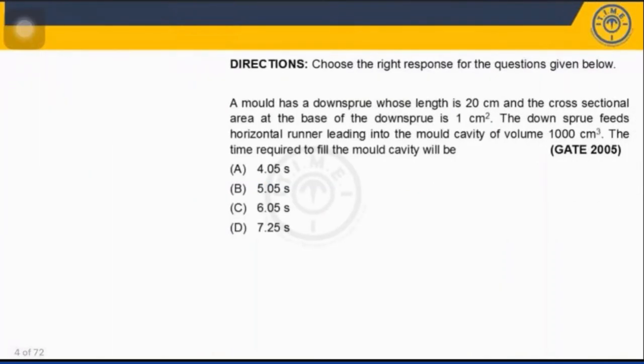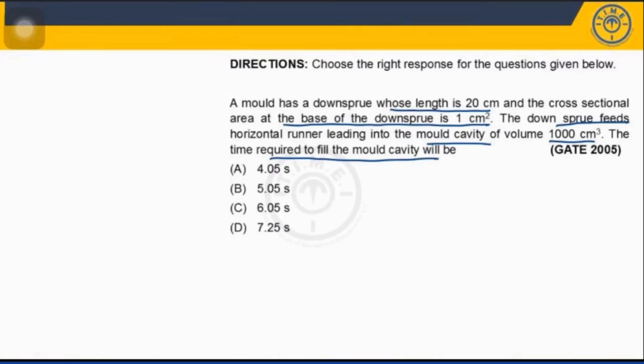Now, the next question was asked in GATE 2005. What is the question? A mold has a down sprue whose length is 20 centimeter. The cross-sectional area at the base of the down sprue is 1 centimeter square. The down sprue feeds a horizontal runner leading into the mold cavity, whose volume is given as 1000 centimeter cube. Okay. You have to calculate how much time is required to fill the mold cavity.